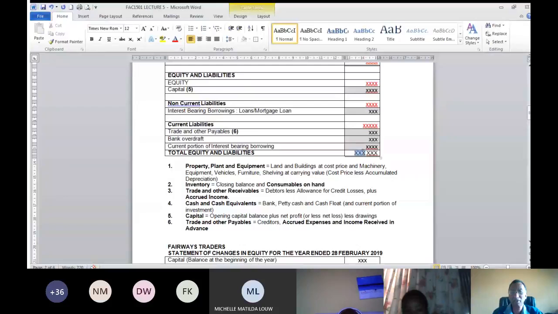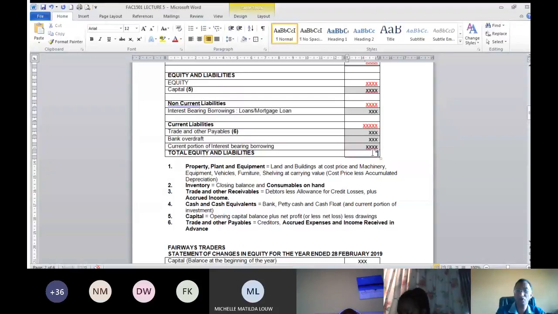So the bottom section, guys, the bottom section of your statement of financial position is called total equity and liabilities. You take the equity amount plus the non-current liabilities plus your current liabilities, and you get an answer. And that is the bottom section of your statement of financial position. And that is then called total equity and liabilities.